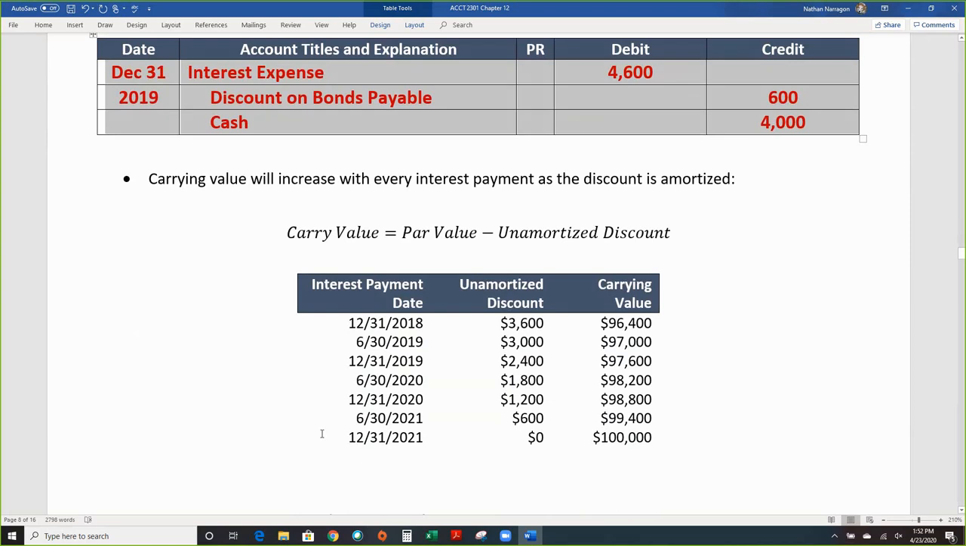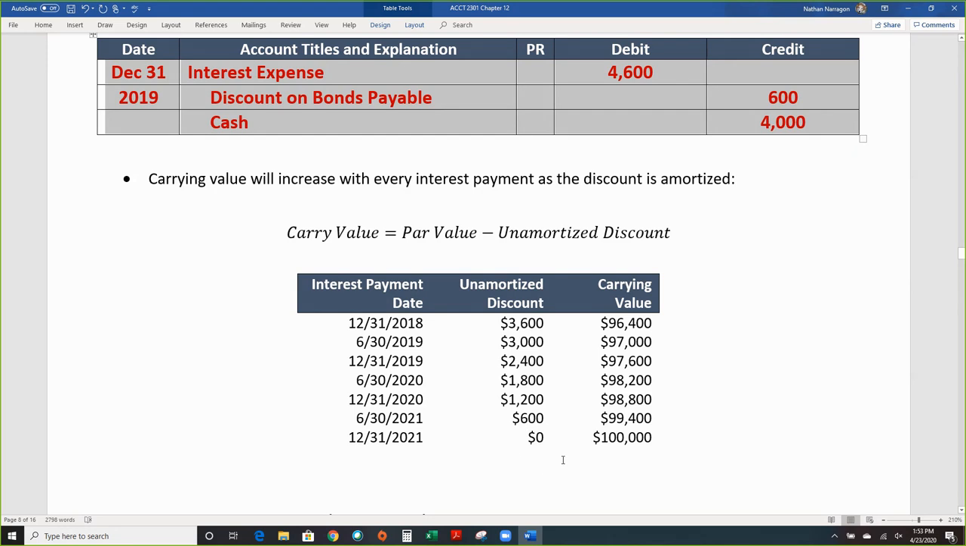Which gives us these nice little charts here. I just forgot the word for them. Amortization charts. There we go. Schedule. But basically, this is what's happened to the carrying value over the life of the bond. Every time we make our payments, we're slowly reducing the unamortized discount. So it's going down by 600 each payment. So it reaches zero. Okay? So at the last payment, there should be no more unamortized discount.